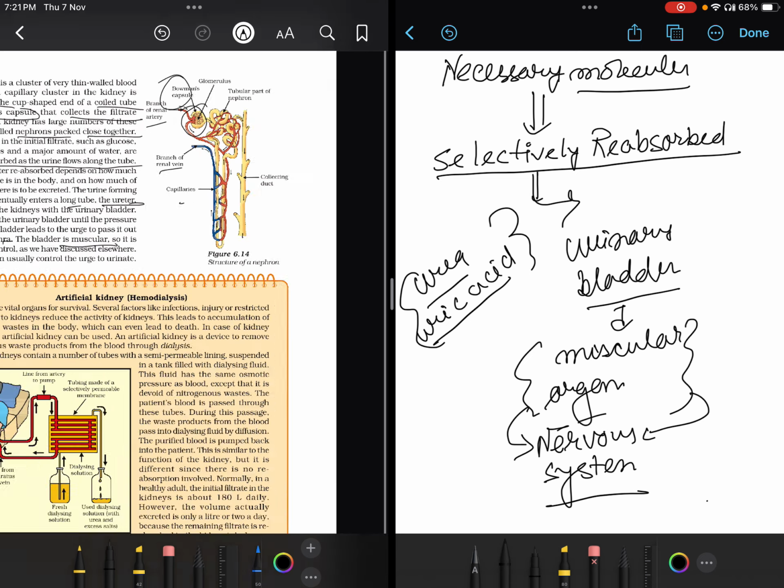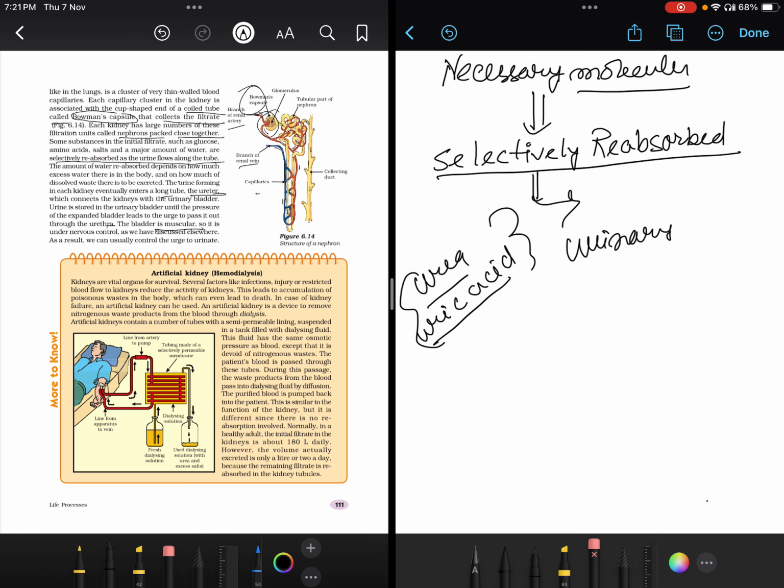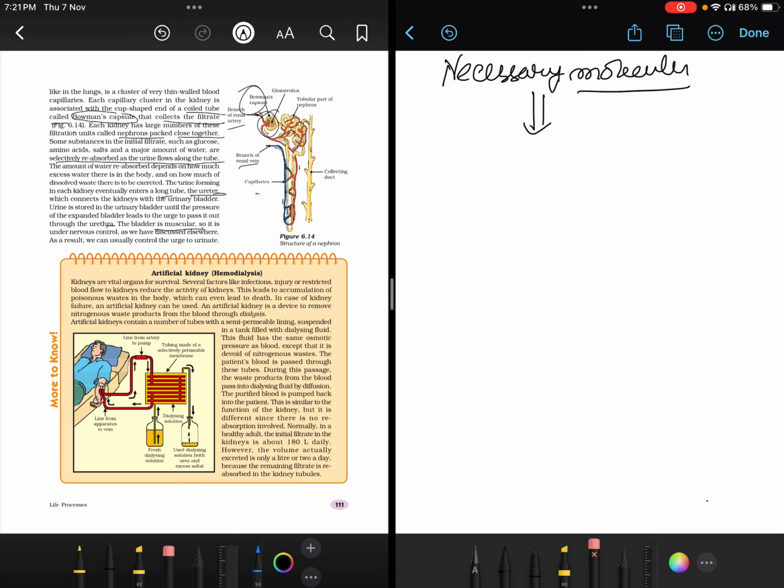Now coming to an extra topic, which is hemodialysis, a very important topic of medical science nowadays, and a life-saving procedure for many nephrotic patients. Nephrotic means kidney-related disease patients. Kidneys are vital organs for survival. Several factors like infections, injury, and restricted blood flow to the kidneys reduce their activity. This leads to accumulation of poisonous waste in the body, which can even lead to death.